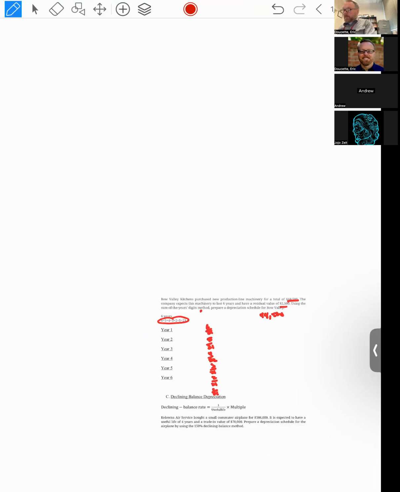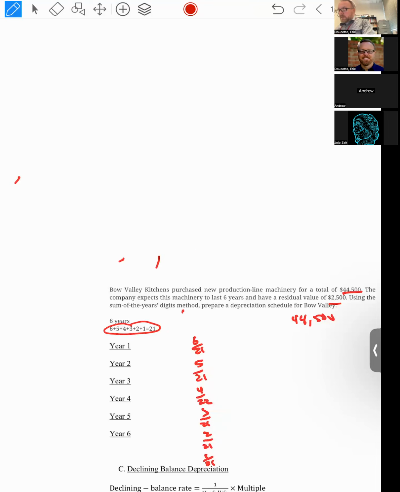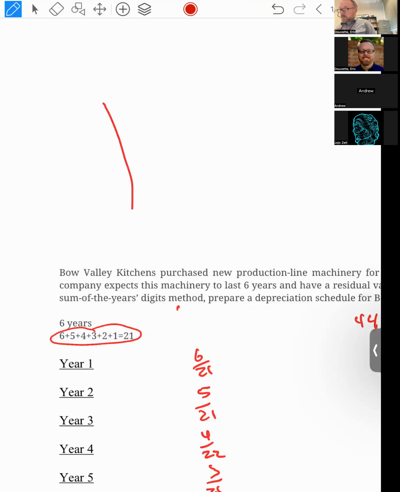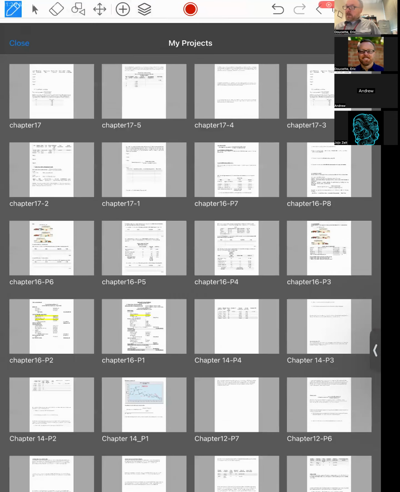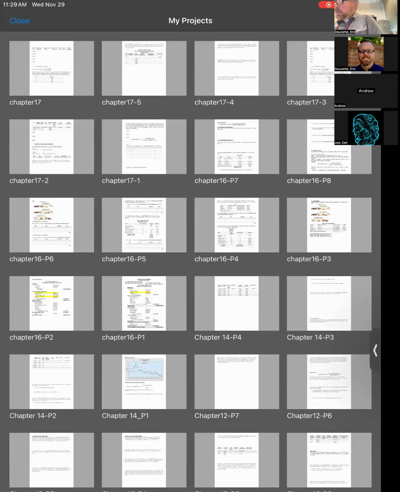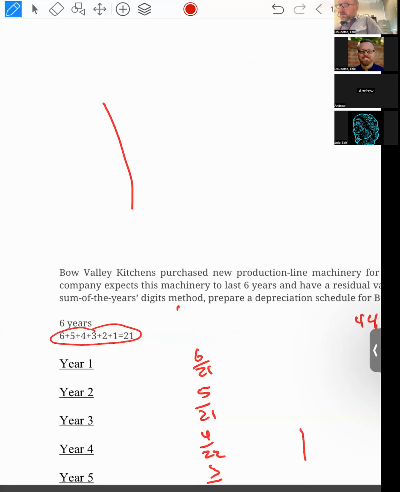Oh, crud. All right, hold on. I can move my page. Oh, I'll start over. That's why I don't like the iPad. I'm getting something new to do this with. Where is it? Right here.